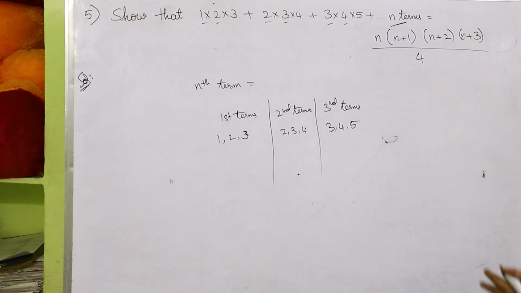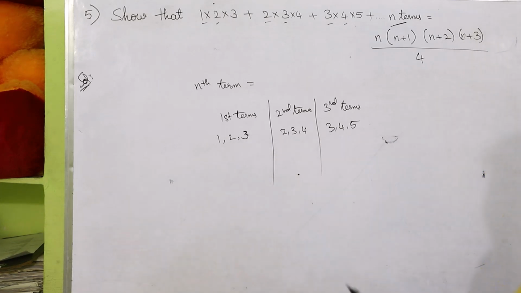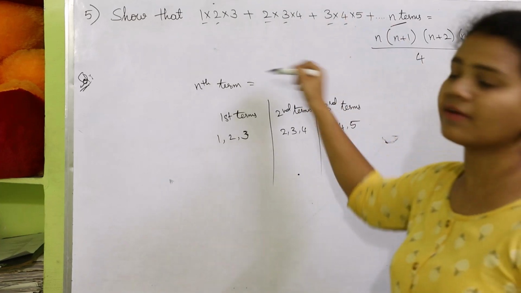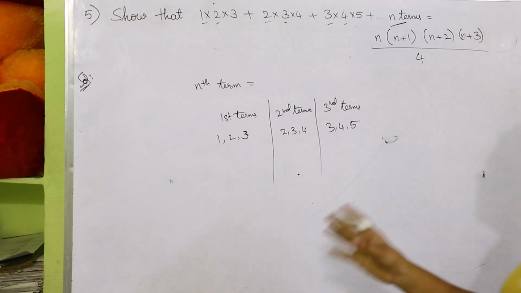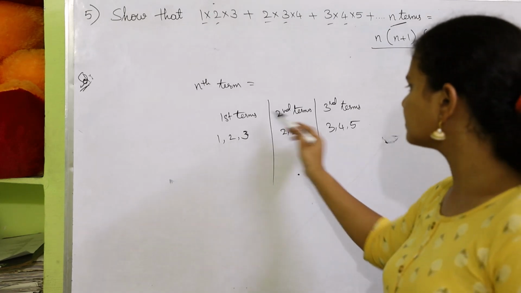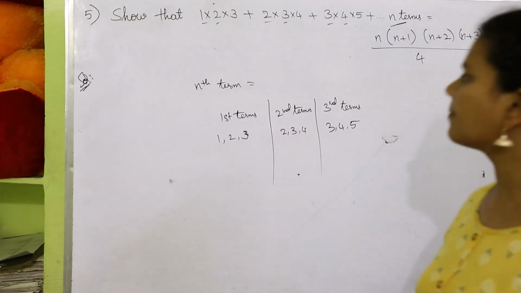Okay, what I said? I have just taken out the first term, second term and third term values from the given progressions, like from the given terms. The first term value I got what? 1, 2, 3.